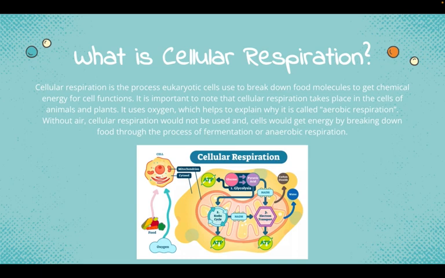It's important to note that cellular respiration takes place in the cells of both animals and plants. It uses oxygen, which helps to explain why it's called aerobic respiration. Without air, cellular respiration would not be used, and cells would get energy by breaking down food through the process of fermentation or anaerobic respiration.